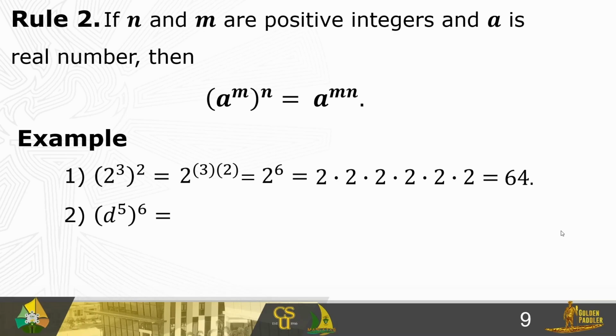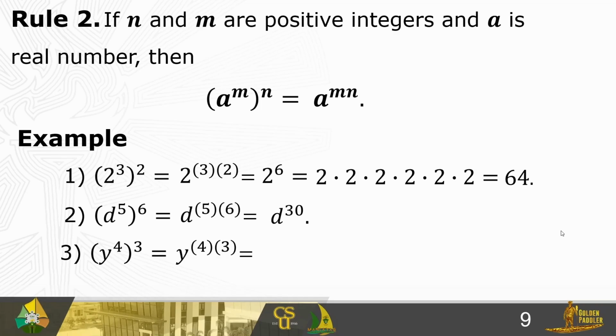Another example, d to the power of 5 raised to the power of 6. So we have d to the power of 5 times 6, which is equal to d to the power of 30. Another example, y to the power of 4 raised to the power of 3, which is equal to y to the power of 4 times 3, which is equal to y to the power of 12.